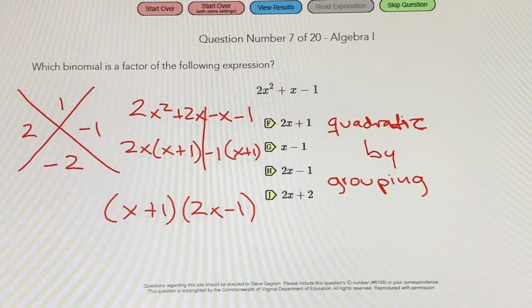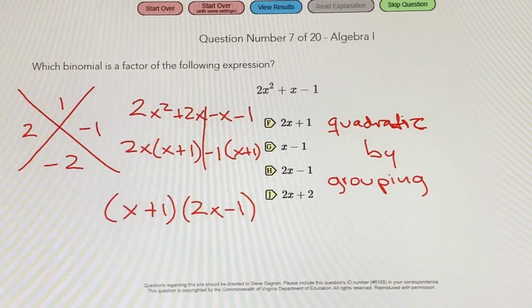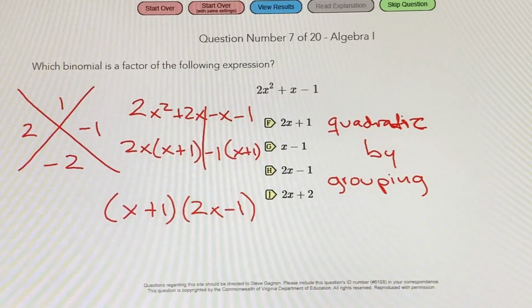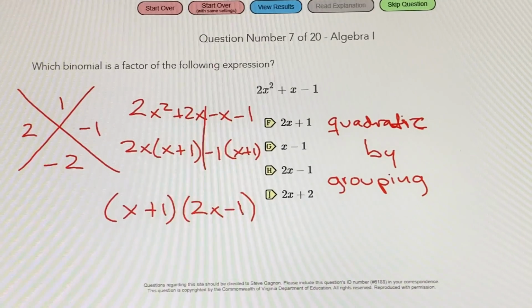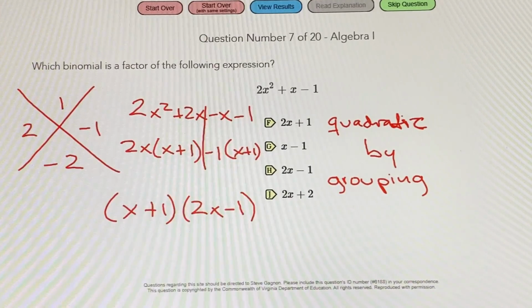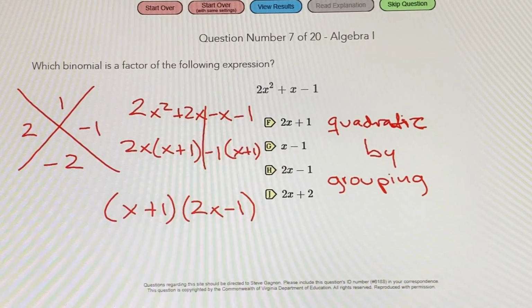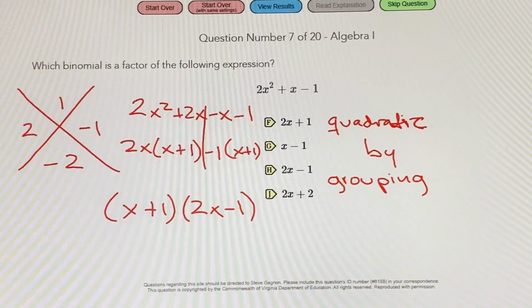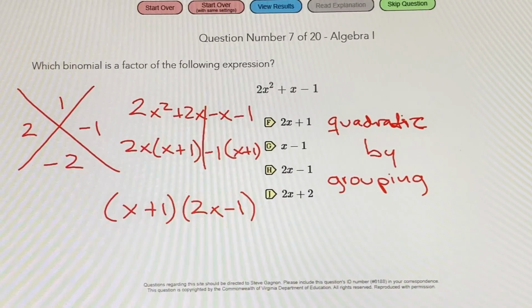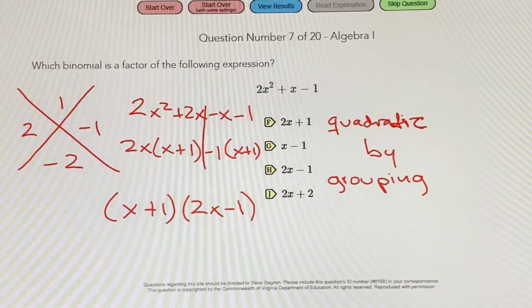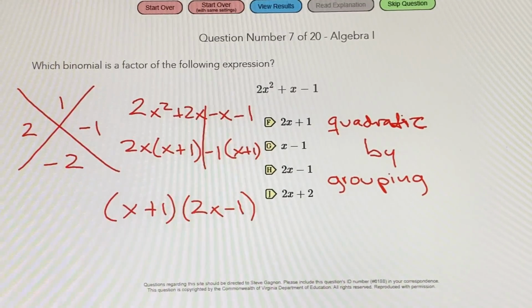All right, this is another example of quadratics. They say, which binomial is a factor of the following expression? Normally there are two factors, right? So they are looking for one of the answers, one of the factors. Okay, 2x squared plus x minus 1. The coefficient of x squared is not 1, so we are not going to use decimals straight.